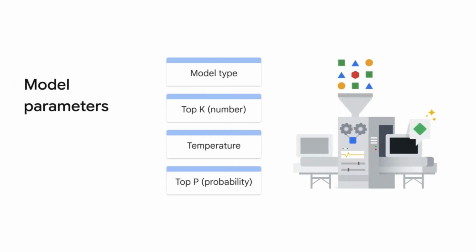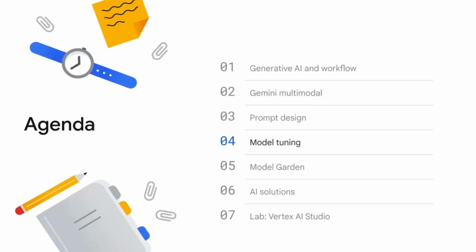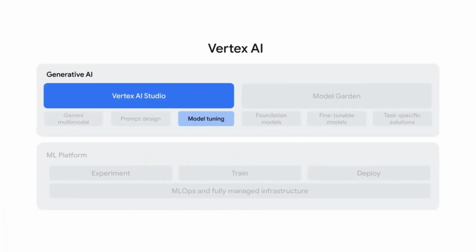In sum, Vertex AI Studio provides a few model parameters for you to play with, such as the model type, temperature, top K, and top P. Note that you are not required to adjust them constantly, especially top K and top P. Having explored prompt design, a fundamental aspect of interacting with Gen AI models, let's progress to a more advanced topic, model tuning. You explore different types of tuning and walk through a demo tuning a model with Vertex AI Studio.